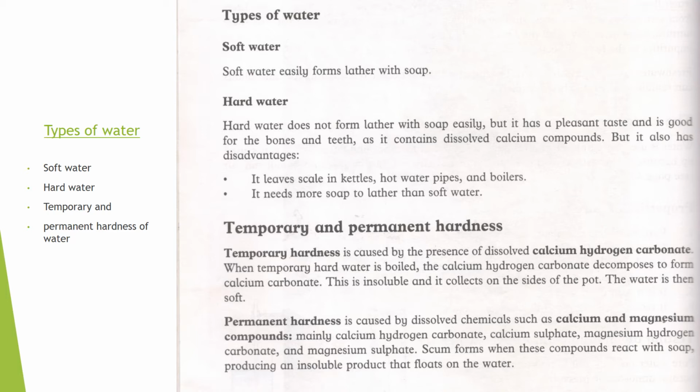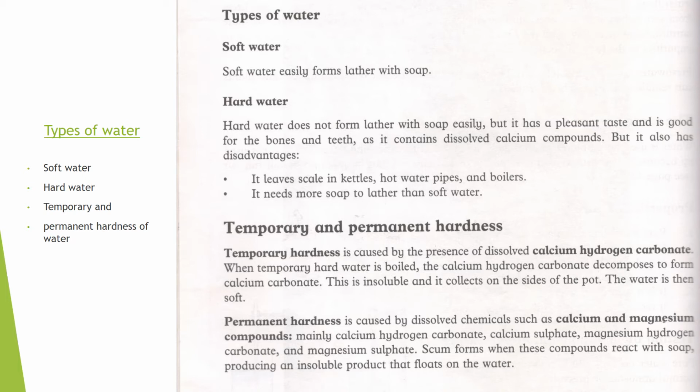When the temporary hard water is boiled, the calcium hydrogen carbonate decomposes to form calcium carbonate, which is insoluble and collects on the sides of the pot. The water is then softened and we can use it in our routine life.